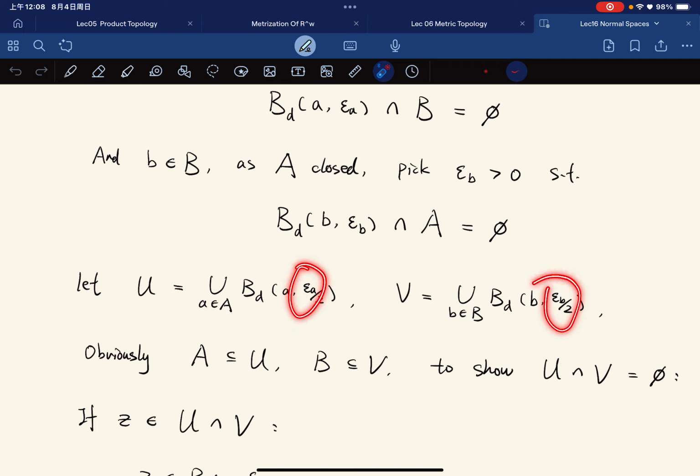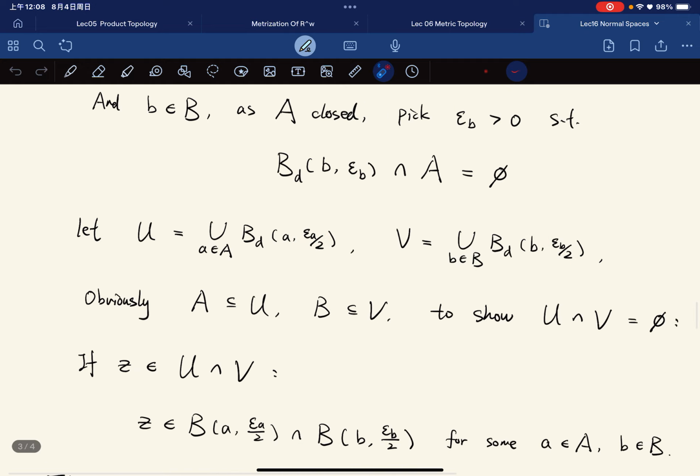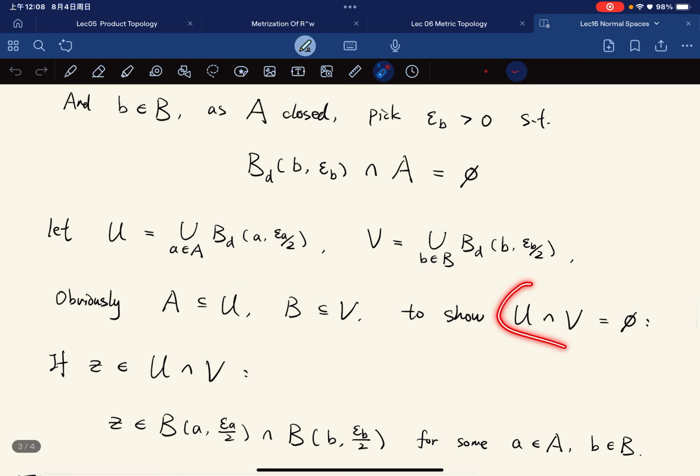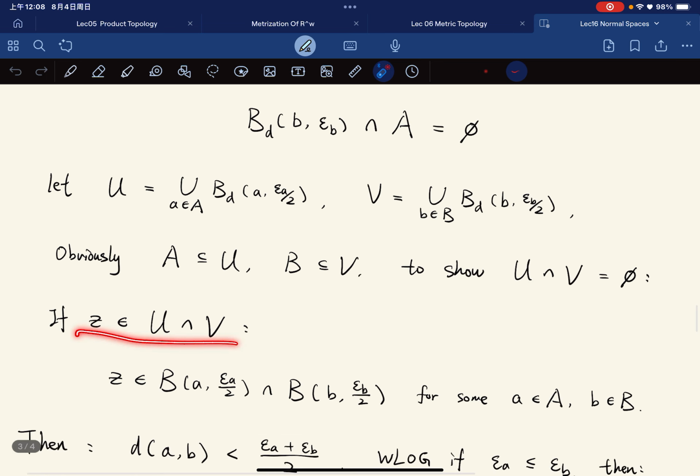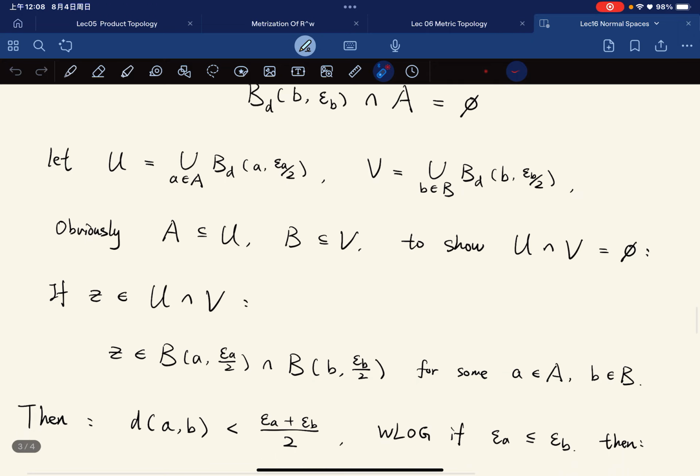As you might guess, we do this because we're going to use the triangle inequality. So obviously A and B are contained in U and V. We want to show that U and V are disjoint. To show that, suppose by contradiction we have an element z in here. So z is in some B(a, epsilon_a/2) and B(b, epsilon_b/2) for some a in A, b in B. Then, by the triangle inequality, the distance between a and b can be strictly bounded by (epsilon_a plus epsilon_b)/2.